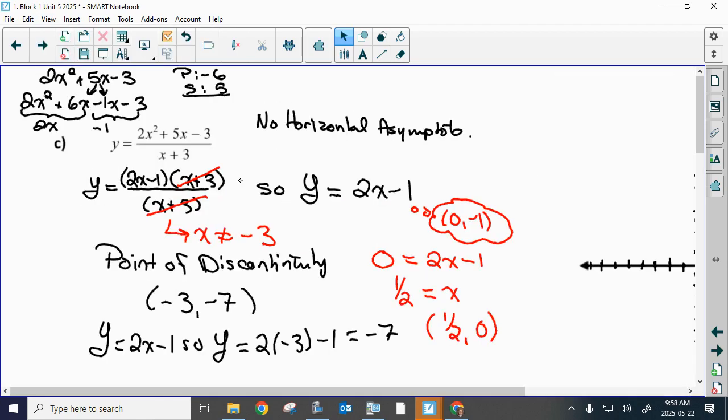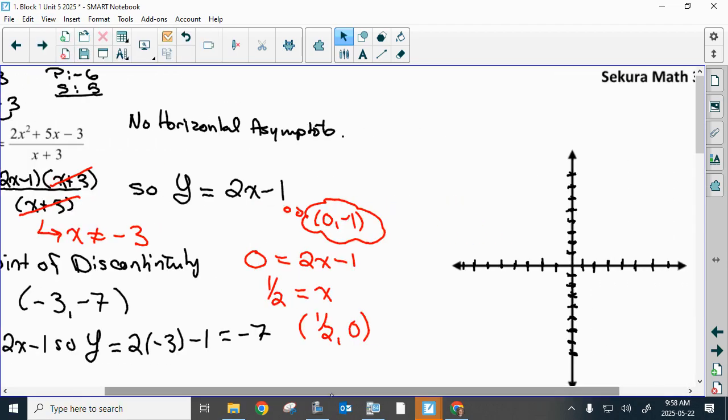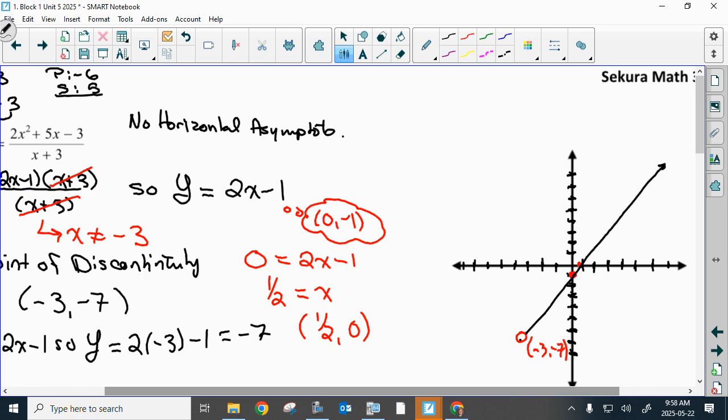So graphing a linear function, that's grade 10, right? Y-intercept, 0 and negative 1. X-intercept is 1/2. I'm going to make sure I go through that negative 3 and negative 7. I'm going to put my hole there. You could type this into your calculator and get more ordered pairs, but that should be more than enough. Whatever you do, do not stop at the point of discontinuity.